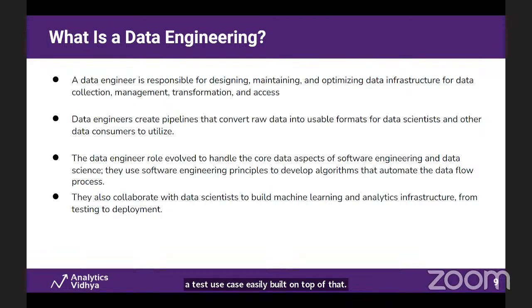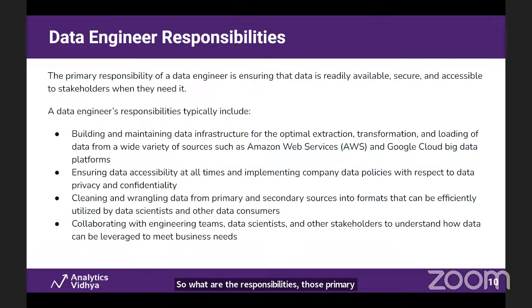So what are the responsibilities? The primary responsibility of a data engineer is ensuring that data is readily available, secure, and accessible to stakeholders when they need it. The responsibilities typically include building and maintaining the data infrastructure for the optimal extraction, transformation, and loading of data from a wide variety of sources. As we have talked about, we have different clouds like AWS, GCP. At least as a data engineer, we should have knowledge of these services on the cloud.